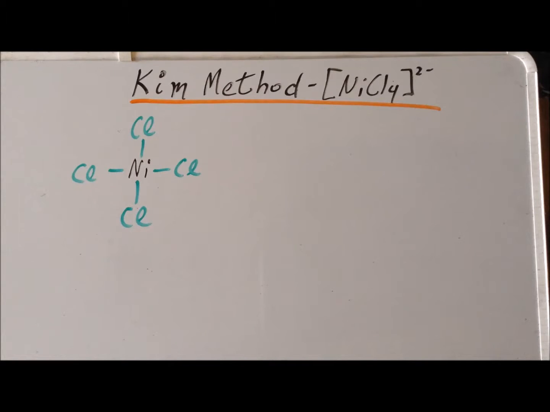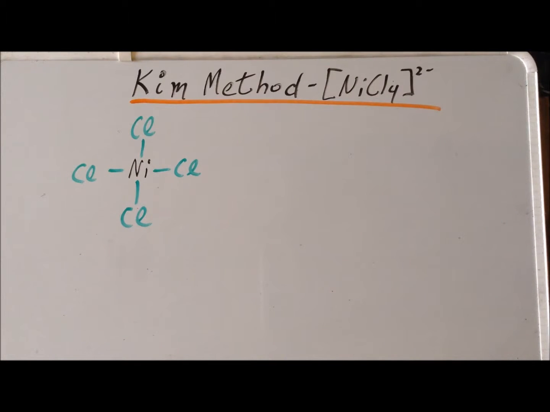Hello. In this video, we are going to derive the stretches and bends of the molecular vibrations of the nickel tetrachloride dianion. Recall that this particular ion, having nickel plus 2 at the center, is a square planar molecule. Therefore, it belongs to the point group D4h.